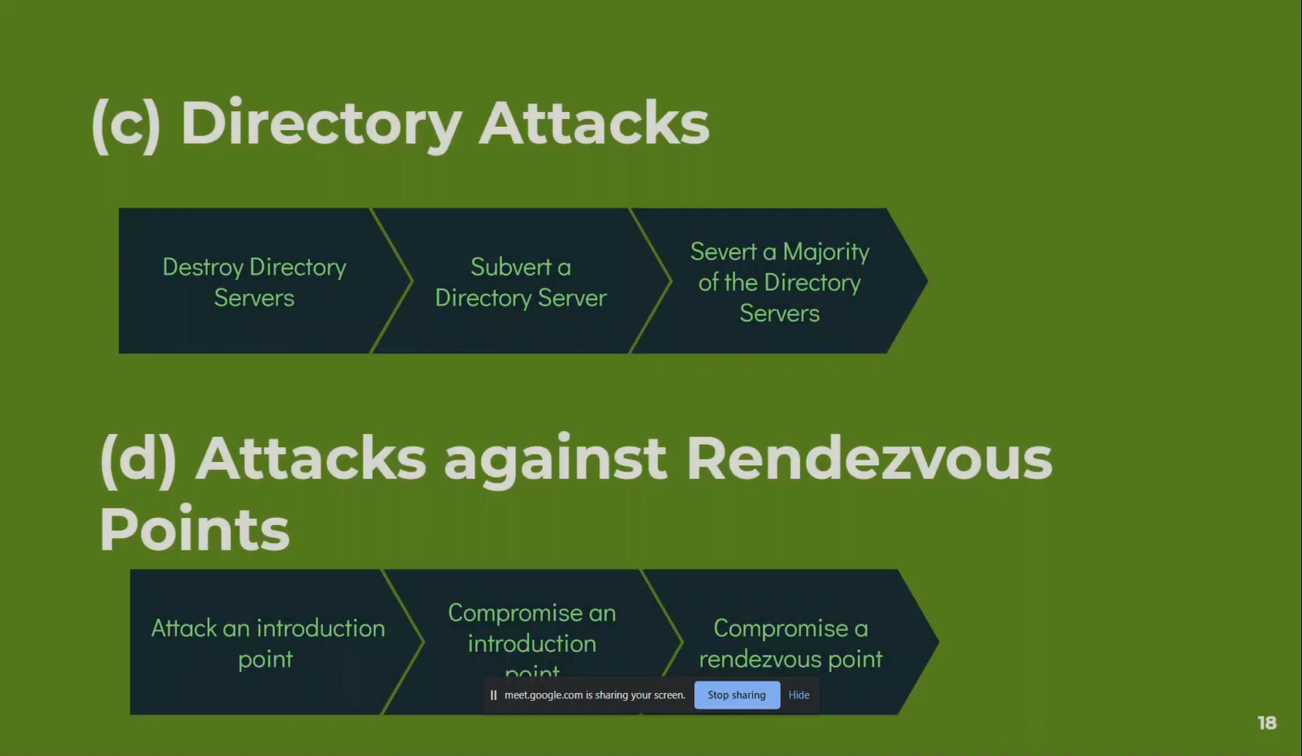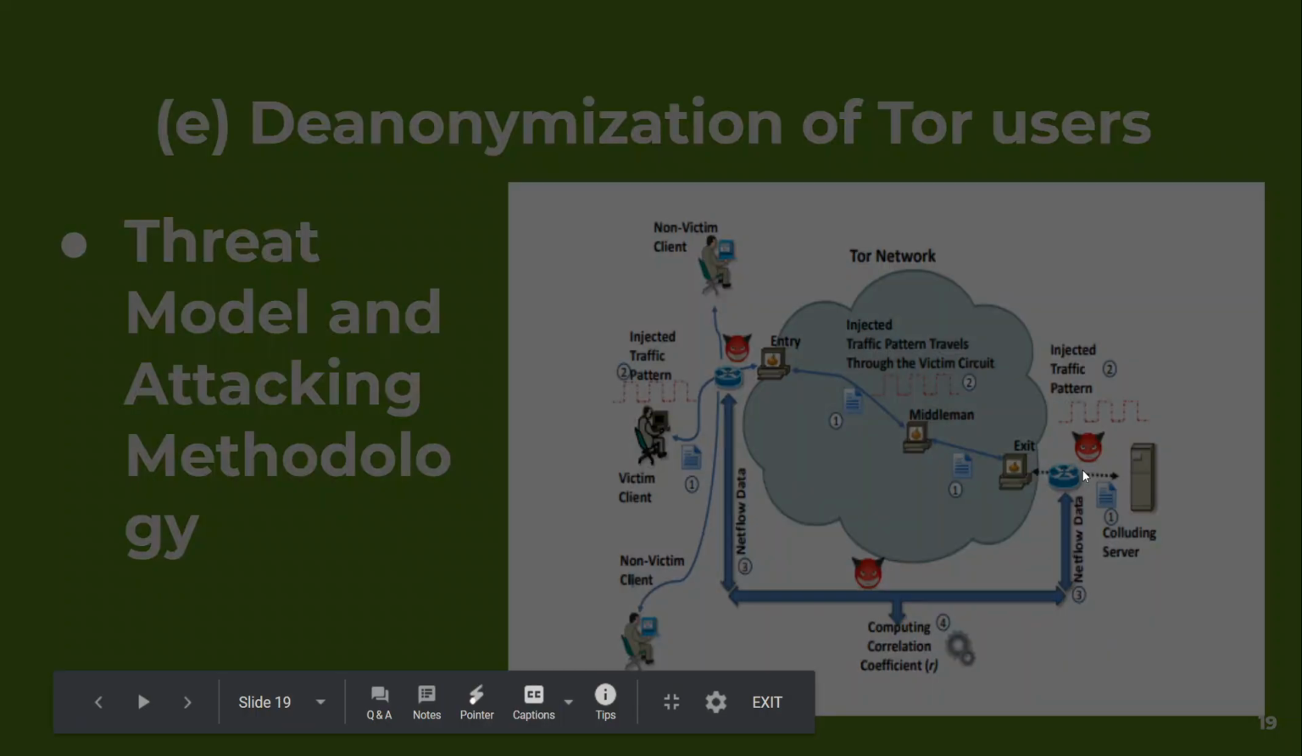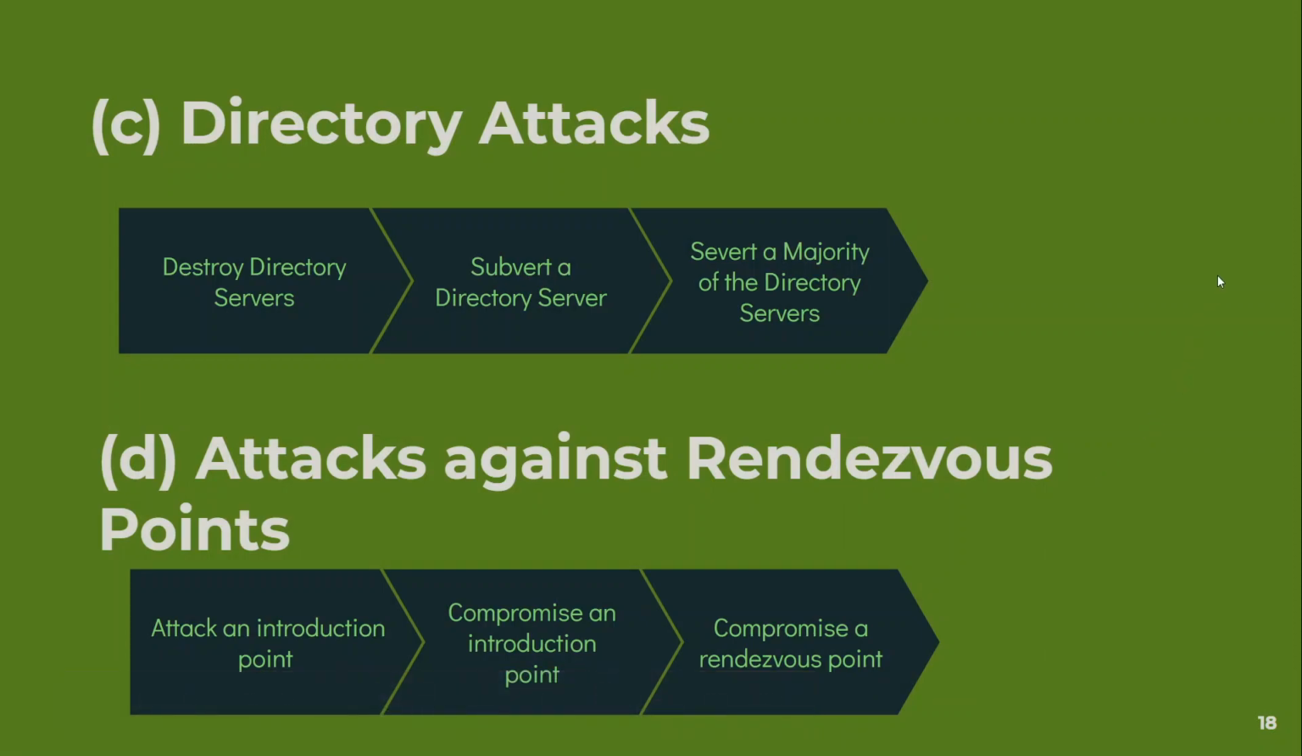Now I'm going to be talking about directory attacks and rendezvous points. The directory attacks include destroying directory servers, subverting a directory server, or subverting a majority of the directory servers. You could destroy the servers, and if there are fewer servers, then human intervention is important, and that would cause an attack. The second one is when a server falls under the attacker's control, and the attacker can misuse it.